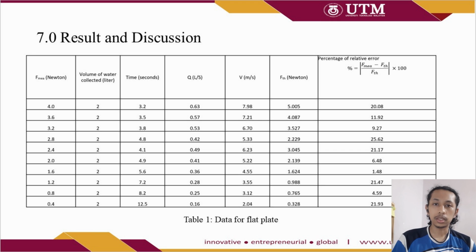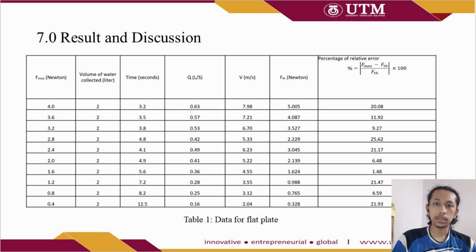For the Q, which is the actual flow rate, we can get this by dividing the volume of water collected by the time in seconds. And then we do this for flat plate and the hemispherical surface. While for V, we use the equation 4Q over pi d squared, where our diameter is actually 0.01 meter. And the F theoretical, the theoretical force, for flat plate, is equal to rho A V squared.